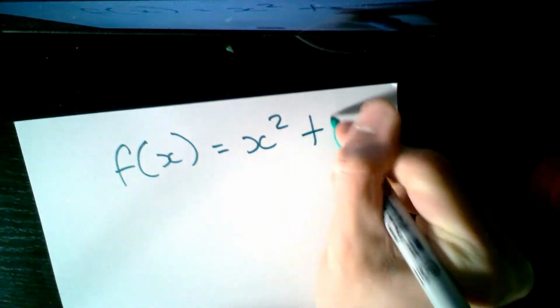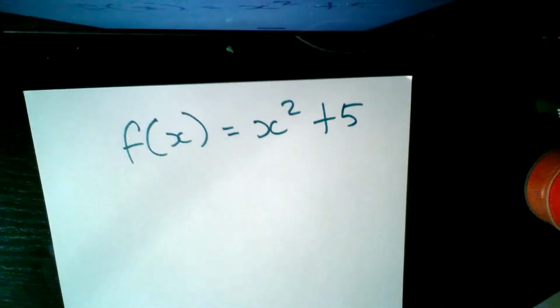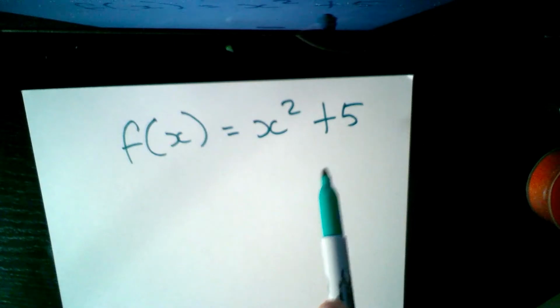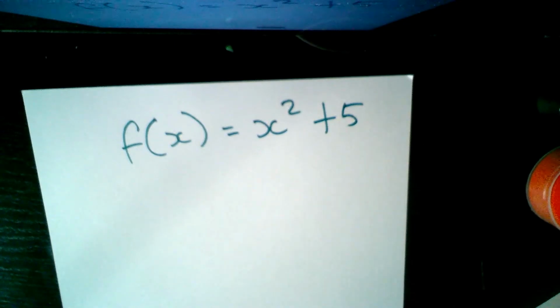Please focus because you have to remember these steps. They won't be on any formula sheet or anything. So let's say f of x equals x squared plus 5. Any value we put into this function, we will square it and then add 5. So how do we find the inverse function?